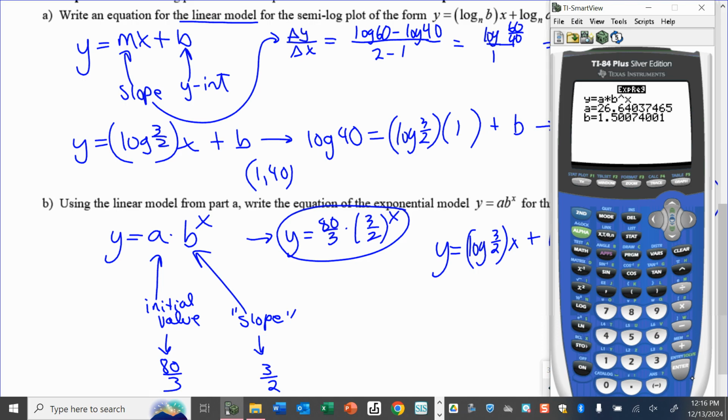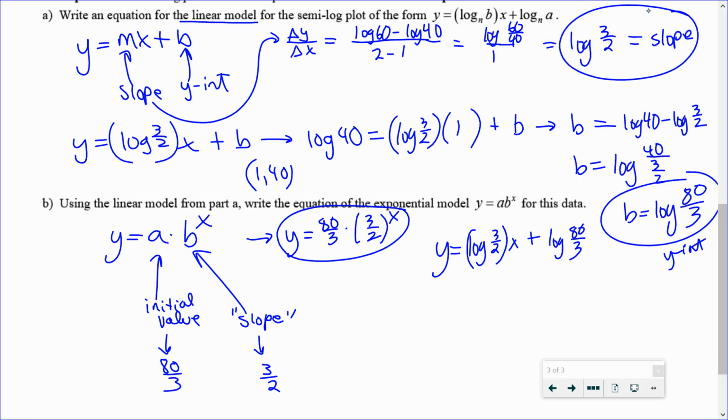So if you were able to get it in this log form right here, this equation, this line, whatever you have the log of, that is your rate of increase or decrease, and your y-intercept is your initial value. Okay? All right, that is it.